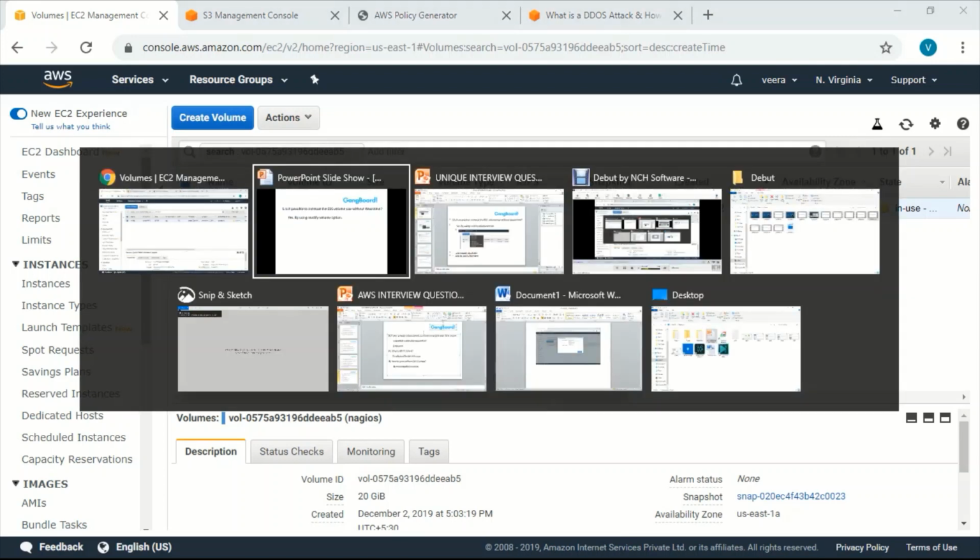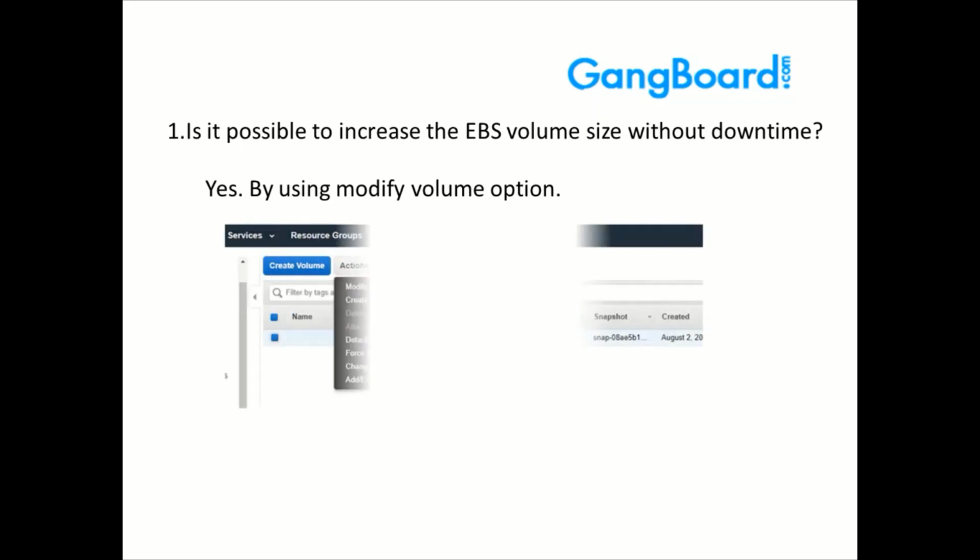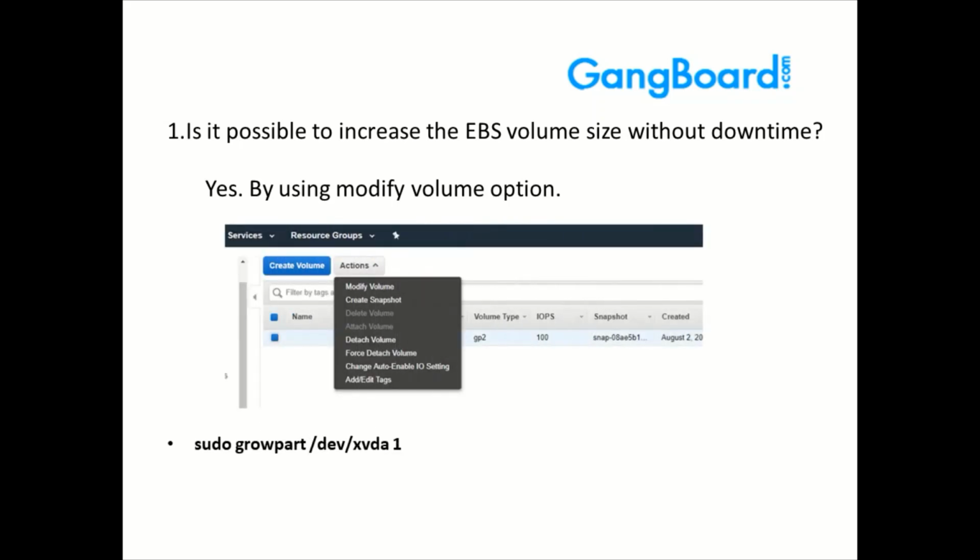In Linux, we have to create a file system for this newly extended AWS volume. So for that we can use these two commands, growpart /dev/xvda and xfs_growfs. These two commands increase the volume size and create a file system for that extended size. So now you can use your hard disk straight away without any downtime.